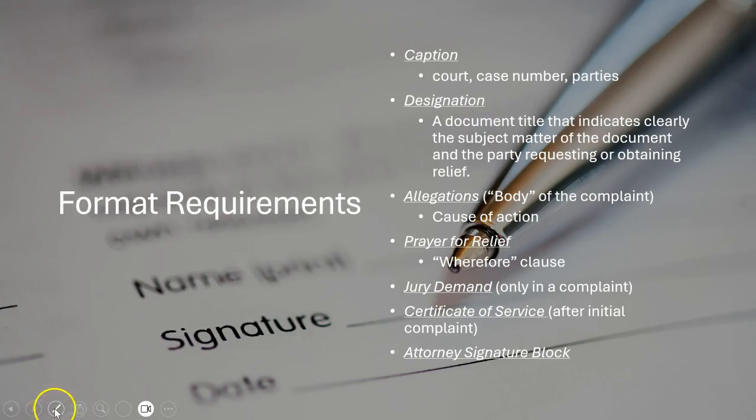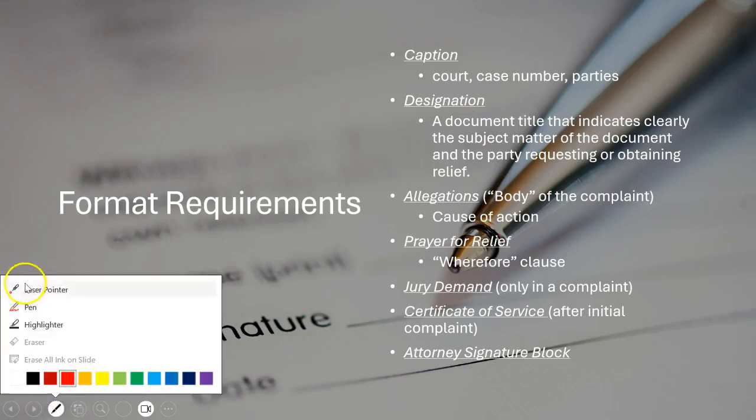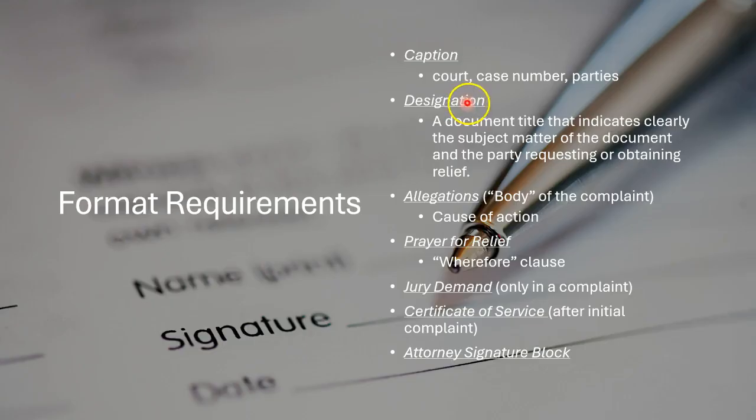So I try to stay with the rules, but also tell you that many people will also call the designation a title. And by the way, the caption in the court rules is called a style. So there are some differences to know, but the language of each term is sometimes spoken differently, depending on the formality of the lawyer or you.